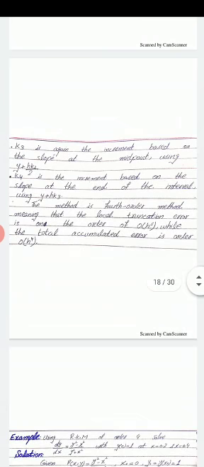The method is a fourth order method, meaning that the local truncation error is on the order of O(h^5), while the total accumulated error is of order O(h^4).